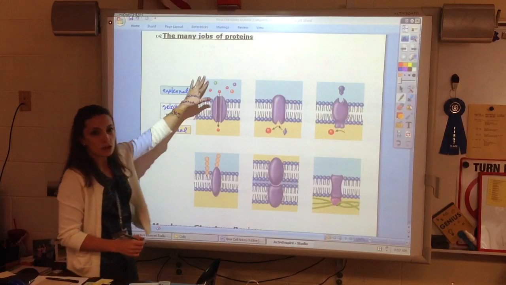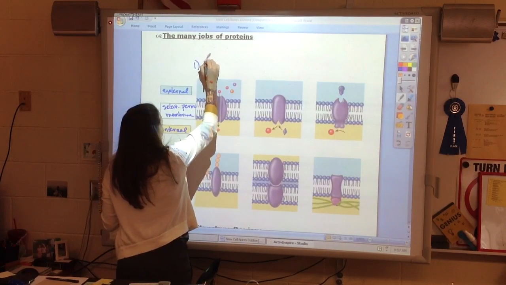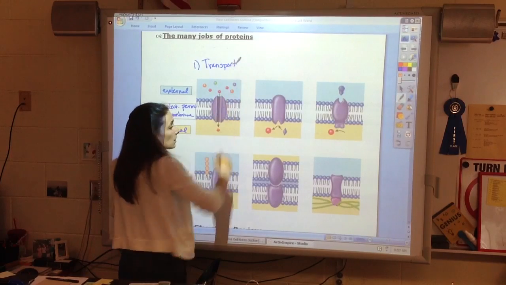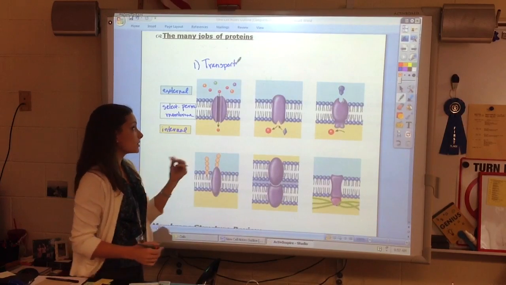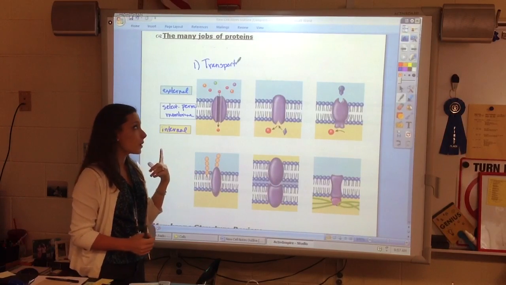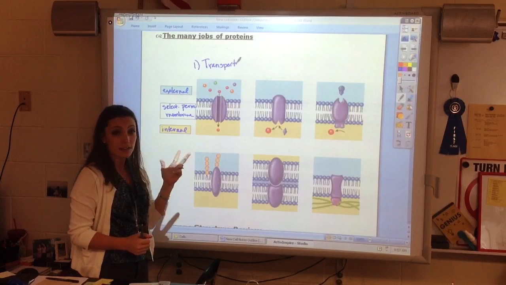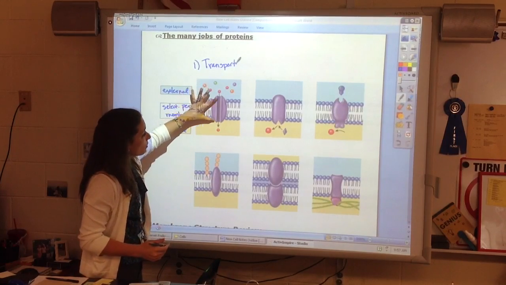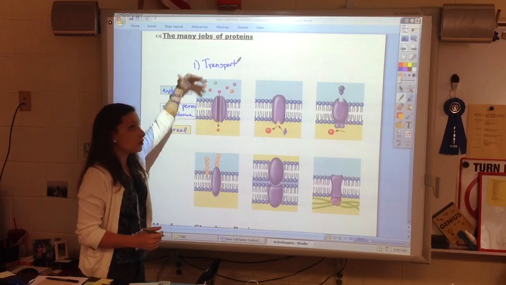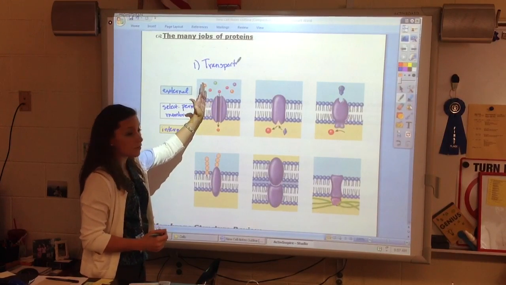And so the very first job that we're going to see that the protein might have is that it might be able to transport. We're going to talk about lots of different types of transport. We'll talk about facilitated diffusion. We'll talk about passive channels. We'll talk about active transport. But proteins that are embedded in the cell membrane can act like an elevator or a channel or a route. They don't have to squeeze through the phospholipids.